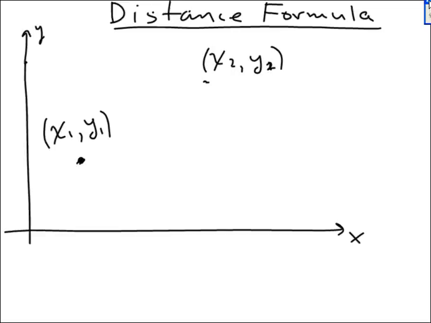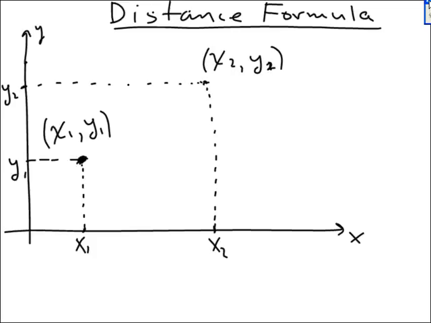Now, the reason this point is called x1, y1 is because when you look straight down, you see x1. And when you look straight across, you see y1. And the reason this point over here is x2 is because when you look straight down, you see x2. And if you look straight across, you see y2. Okay. Try to get rid of these dotted lines.